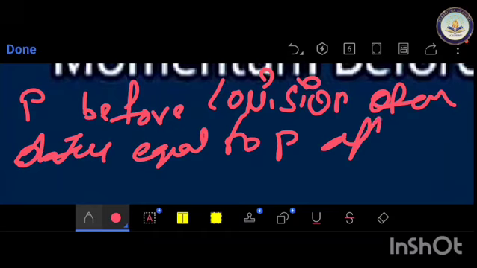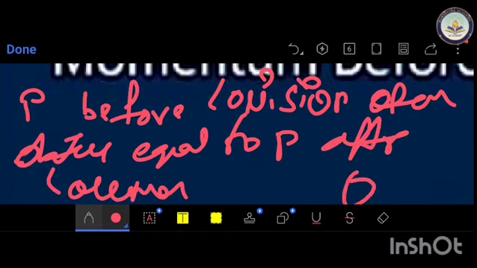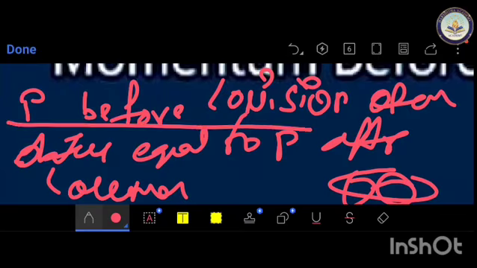momentum after collision. Collision means two objects collide with each other, attract each other, or push each other. At the touching point, the collision point, after that they move continuously. So momentum before collision and momentum after collision are equal.